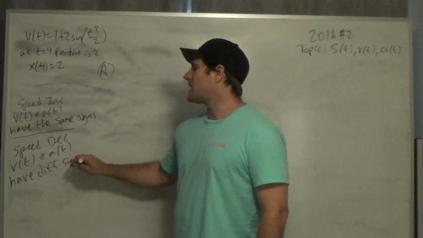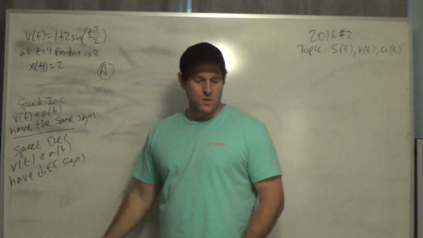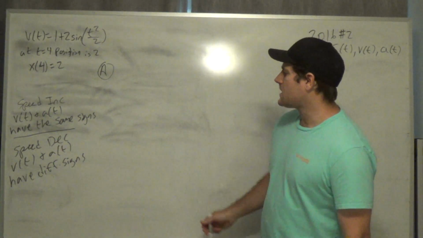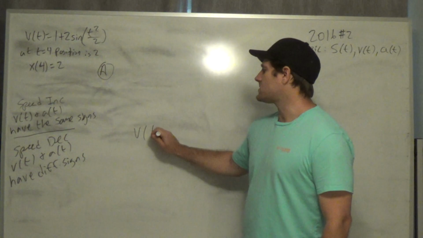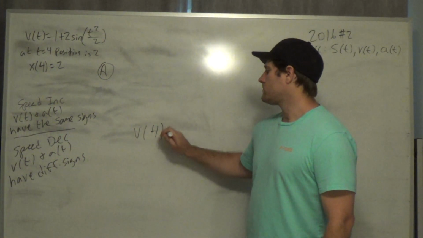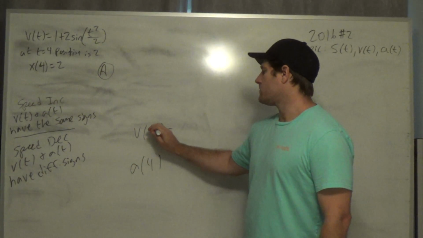So the question is, at time equals 4, do velocity and acceleration have the same signs or different signs? And let's go ahead and see how we're going to figure this out. Well, all I need to know is what's the velocity at time 4? And what's the acceleration at time 4?